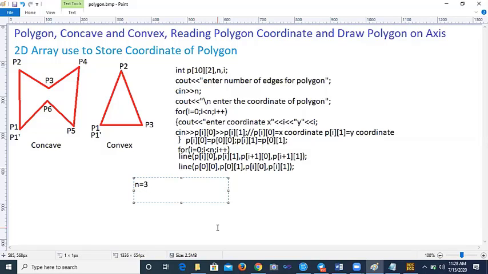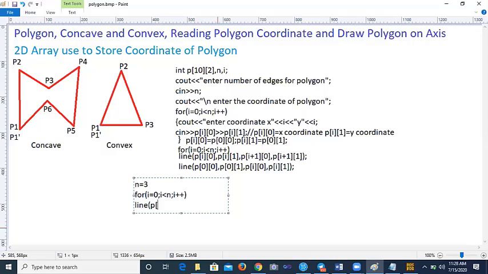So what is my P I0 value? That loop is starting from what? I is equal to 0. I less than 3, because the n value is 3. So this loop is repeating up to 3 times. Then I am repeating again up to n, and then I plus plus. Right. So what is my line?